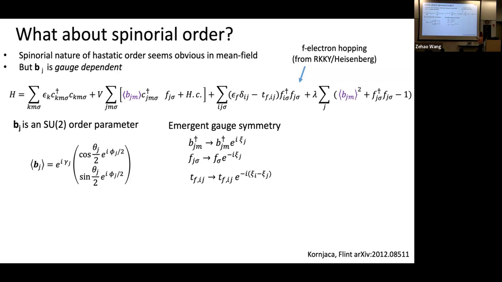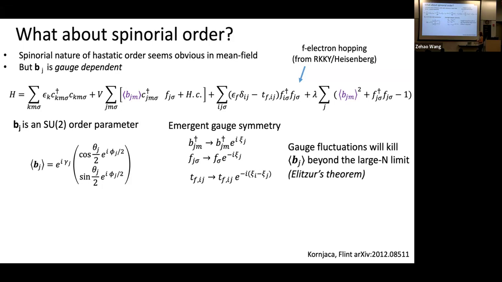So if you take this Hamiltonian, before I do the mean field, and I take my bosons to have this phase, I take my fermions to have this phase, and I take my F electron hopping term to pick up this phase as well. This is the symmetry of the model. This is this emergent gauge symmetry, and it's these gauge fluctuations that will kill this expectation of B when I go beyond the large N limit. This is known as Elitzur's theorem.